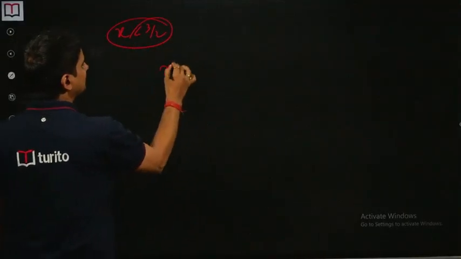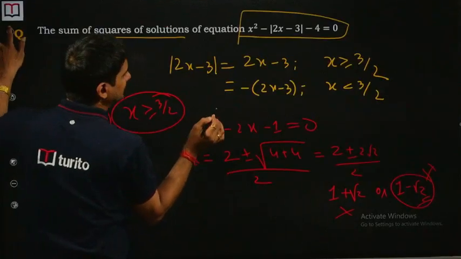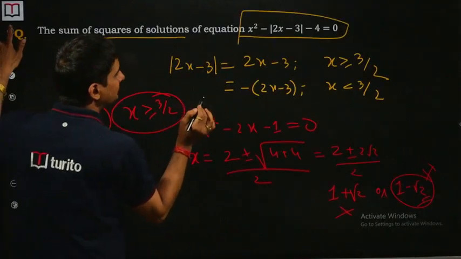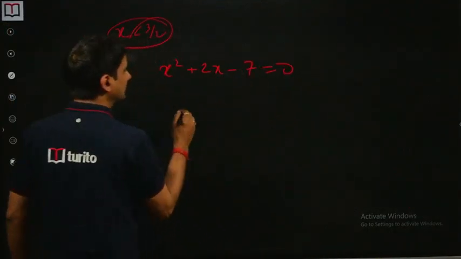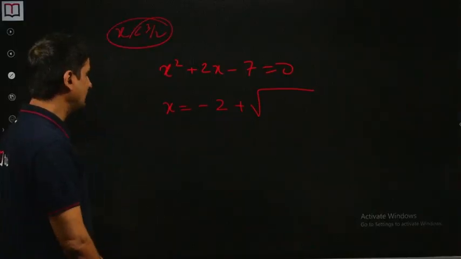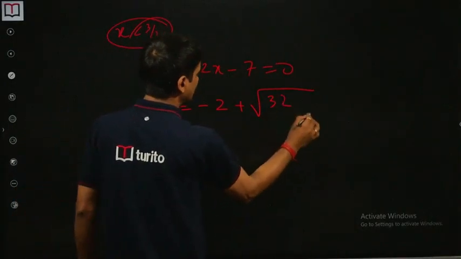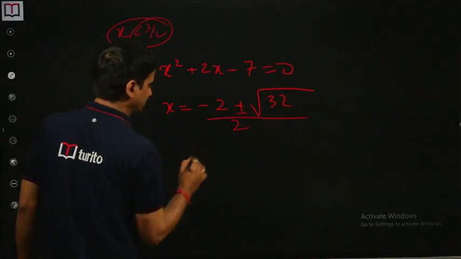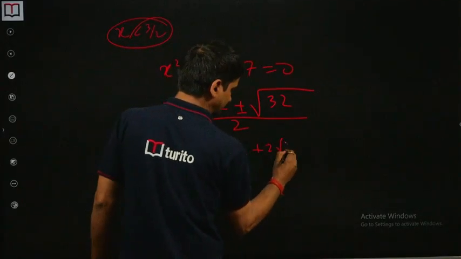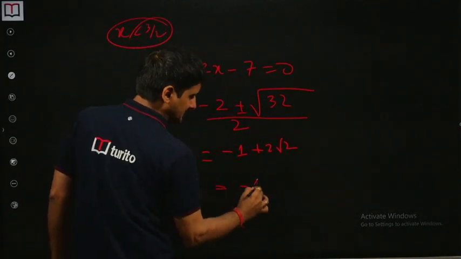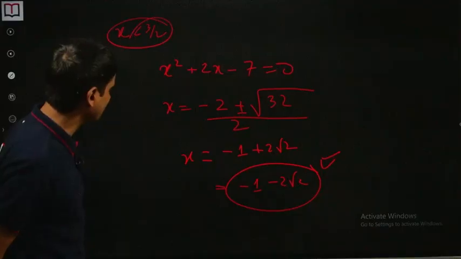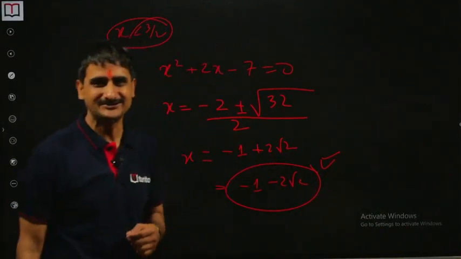So it's x square plus 2x minus 3, and then minus 4, so it's minus 7 equal to 0. So then you have x is equal to minus 2 plus or minus under root of b square 4 plus 28, which is 32, by 2. So x is equal to minus 1 plus 2 root 2, and the other is minus 1 minus 2 root 2. Of course this is less than 3 by 2. And what about this 2 root 2?